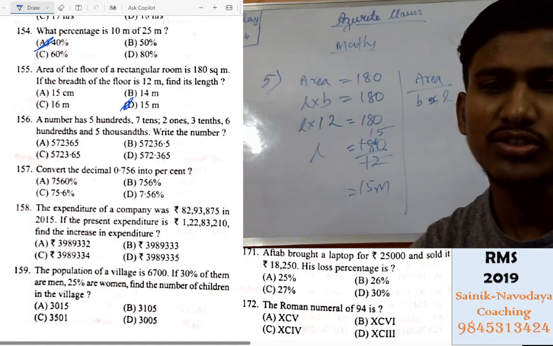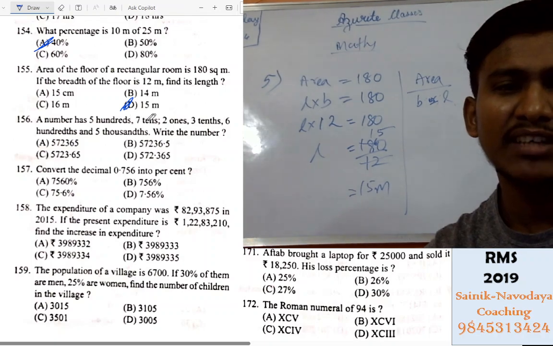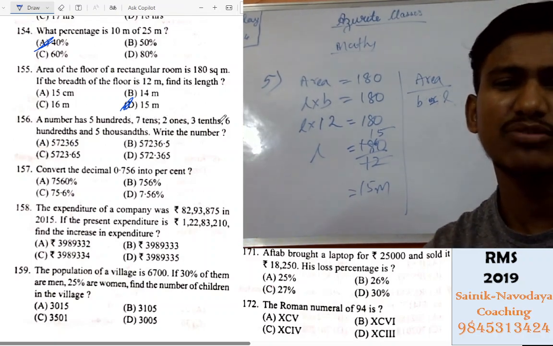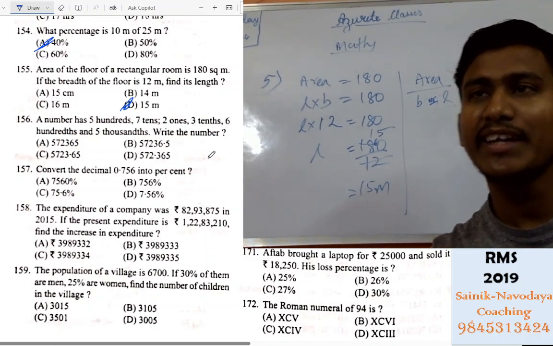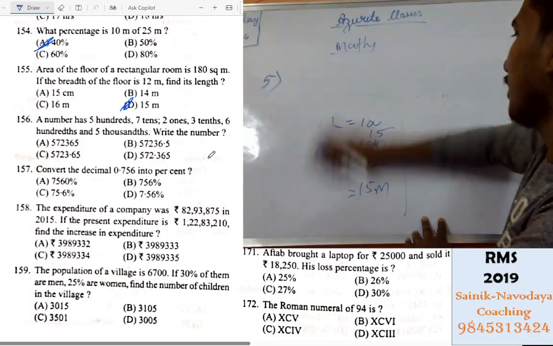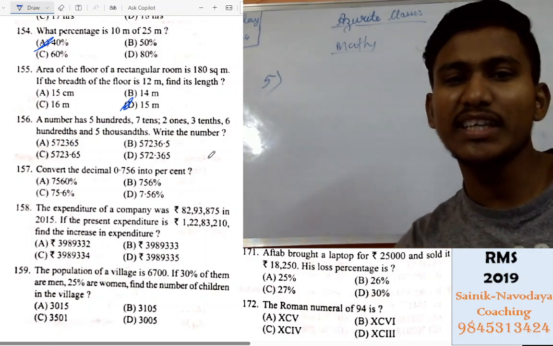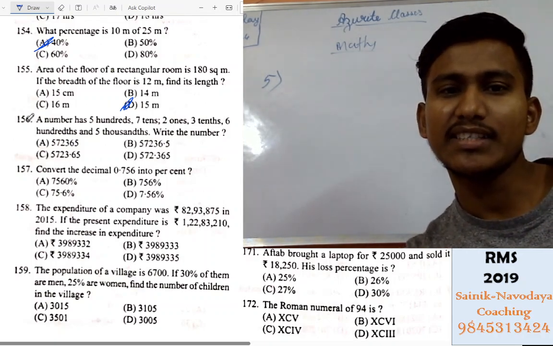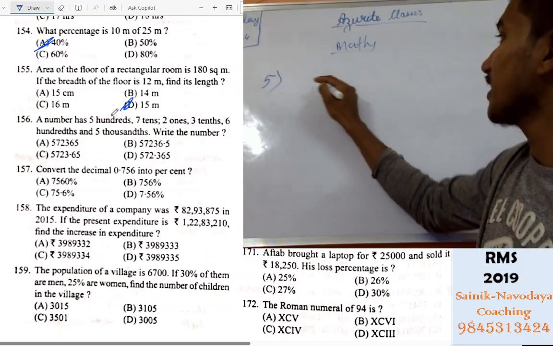So next question is what? If any doubt, let me know. So a number has 500, 7 tens, 2 ones. This is very easy. You do it. Just we have to write it, right? So if you want, I will write it. A number has 500, so that is 500.